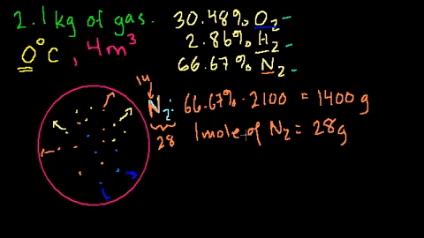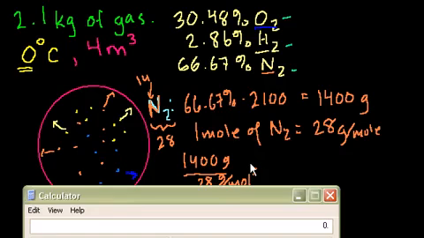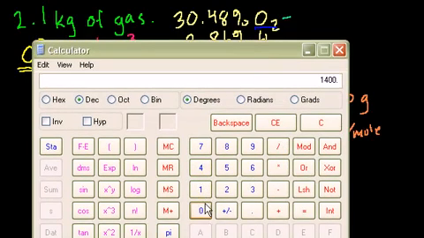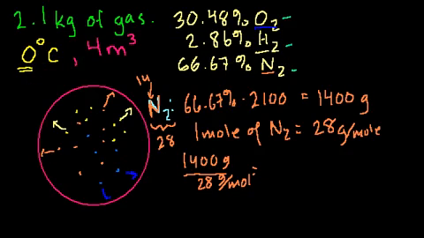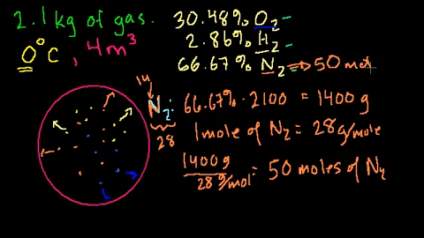So 1 mole is 28 grams, or we say grams per mole. We have 1,400 grams. So if we want to keep our units right, 1,400 total grams divided by 28 grams per mole, and we should get the number of moles. So 1,400 divided by 28 is equal to 50. That worked out nicely. So we have 50 moles of N2. So we could write that right there. 50 moles.